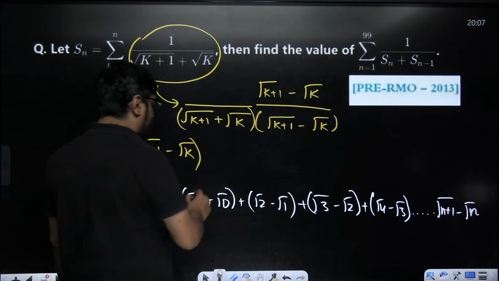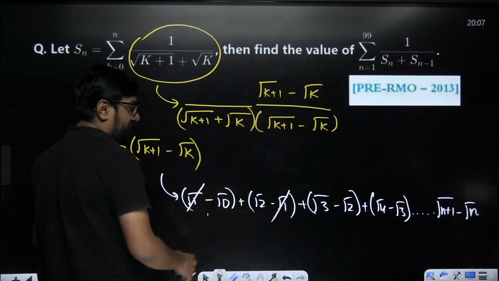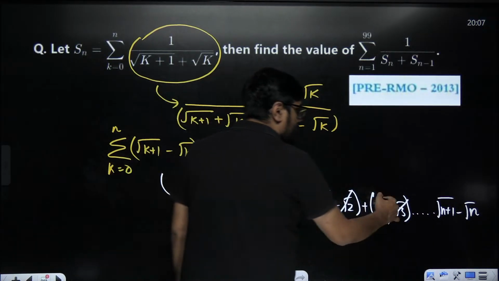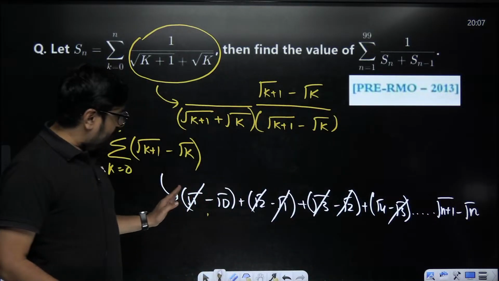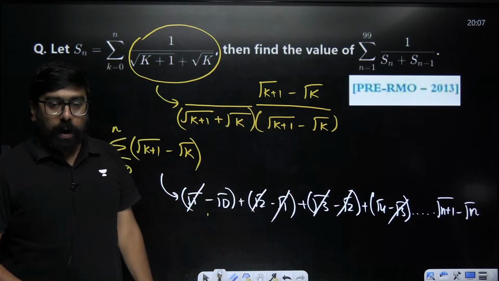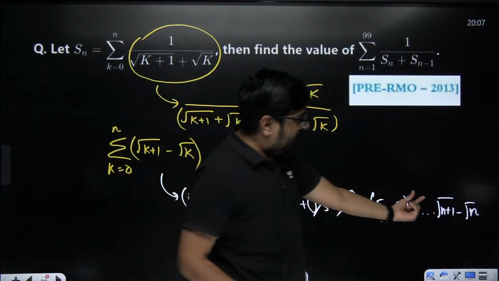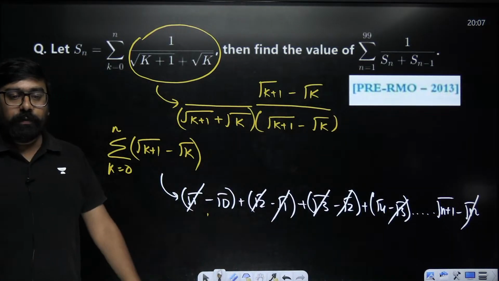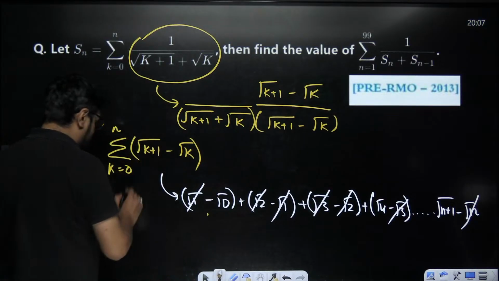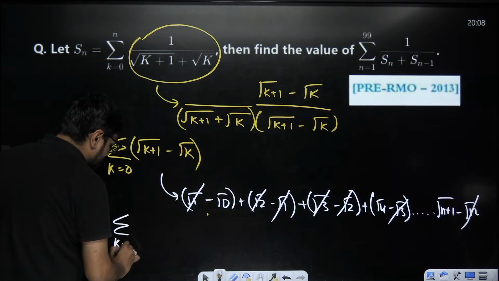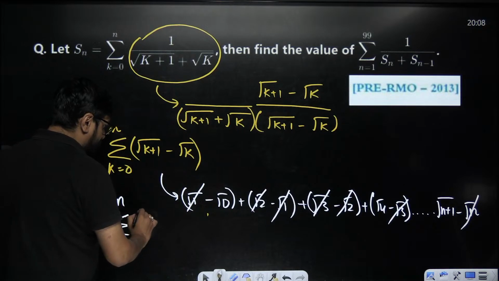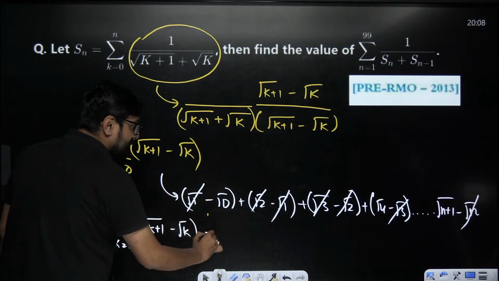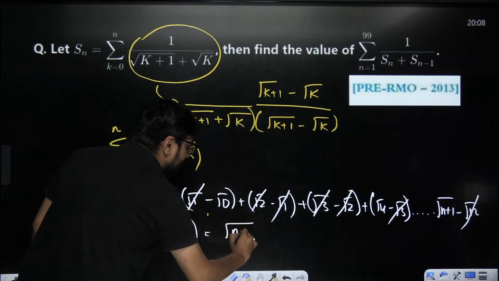So now you see terms are getting cancelled. This is 0 only, right? This will get cancelled. This will get cancelled. Okay. So the last of the terms. See, terms started getting cancelled from here, no? So the negative term, square root of n, will get cancelled, right? What will remain? Square root of n plus 1 will remain. So this thing which is given to us, the sum from k equal to 0 to n of square root of k plus 1 minus square root of k, is nothing but square root of n plus 1.